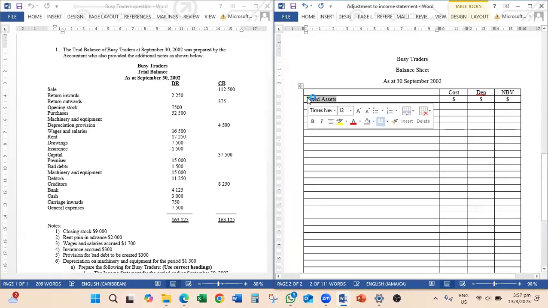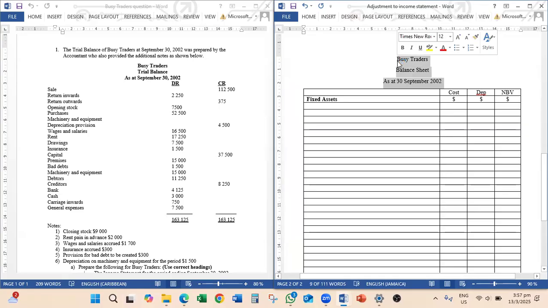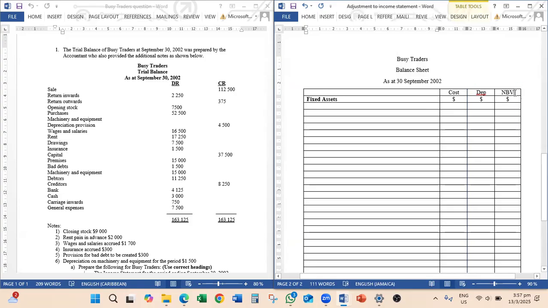So you would list your fixed assets. You start with your heading, Busy Traders balance sheet as at. And if you realize, my columns are labeled cost, depreciation, and NBV, which stands for net book value. You may say, sir, what is this for? Don't worry about these labels. They are only there for the fixed assets section. After you finish the fixed asset section, it's back to normal, like any other balance sheet.